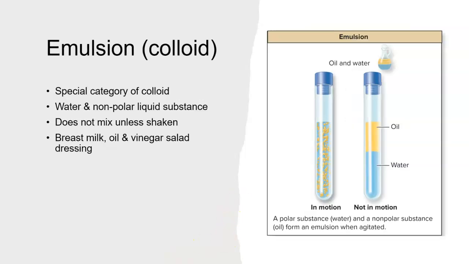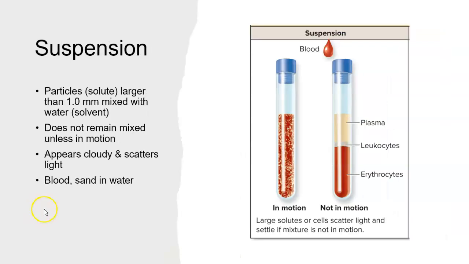An emulsion is a special type of colloid. So it's composed specifically of water and a nonpolar or hydrophobic liquid substance, like oil and water. Think about that. If you put water together with oil, it's not going to mix unless you shake it up a lot or agitate it. But then what happens? It settles right back out. So in the human body, breast milk is an example of this specialized type of colloid.